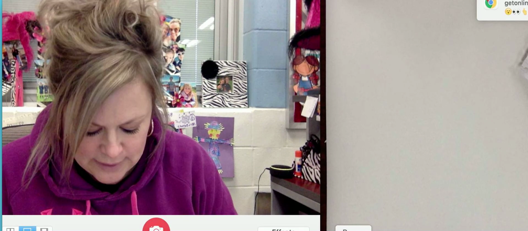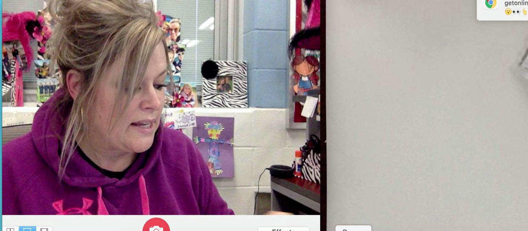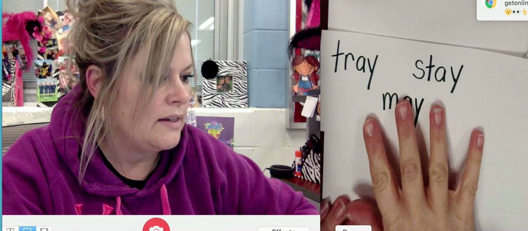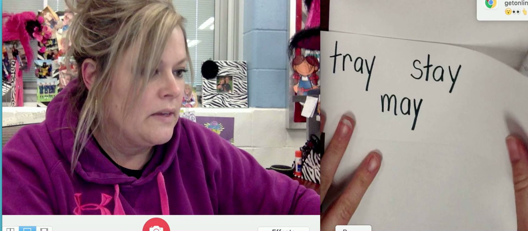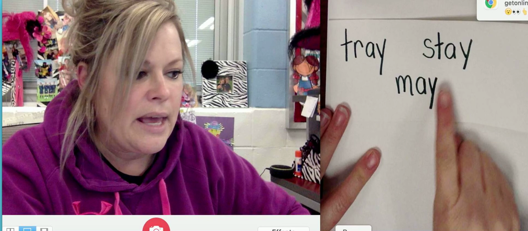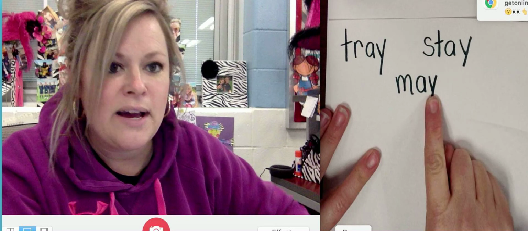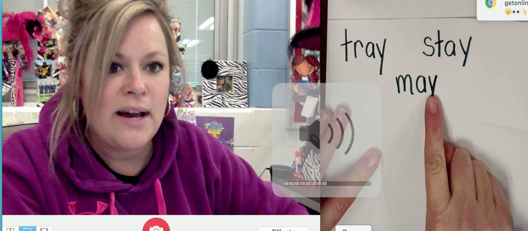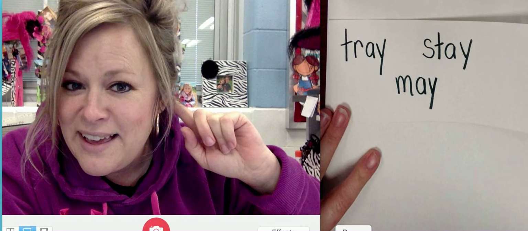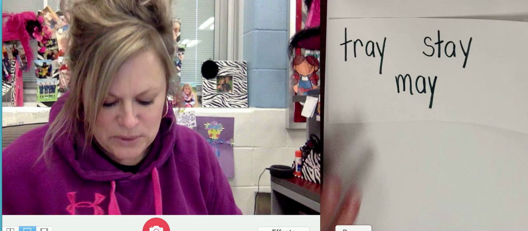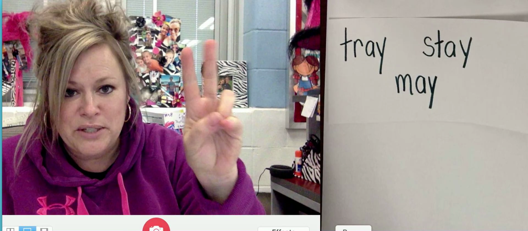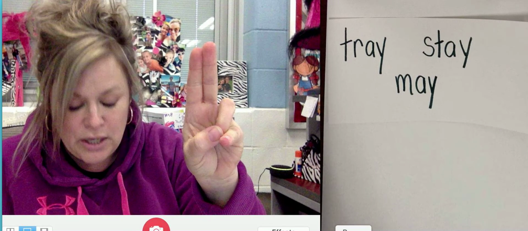Let's take a look at these words and see what is representing that long A sound. And here they are. Here are the words tray, stay, and may. They all have the long A sound in the final position. And what two letters make the A sound in these words? Good, the A and the Y. Nice work. The A and the Y are two letters that go together to make one sound. So it is a digraph.